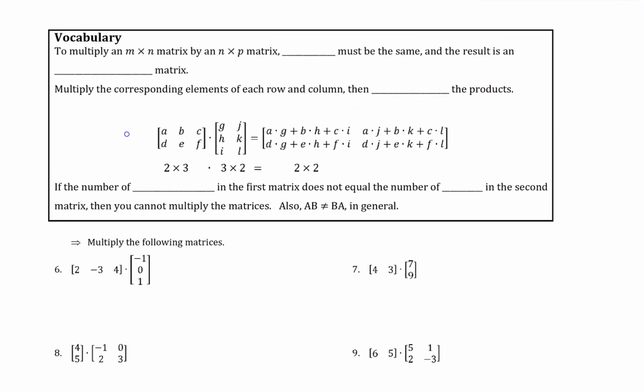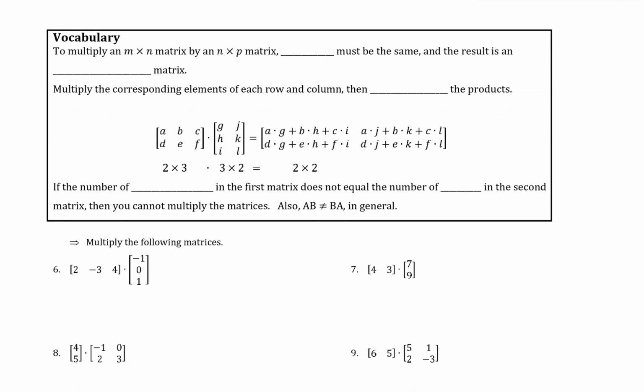A little more vocabulary here for this next part. To multiply an m times n matrix by an n times p matrix, your n must be the same in both. And the result that you're going to end up with is an m by p matrix. You're going to multiply the corresponding elements of each row by the corresponding element in each column, and then you're going to add the products.